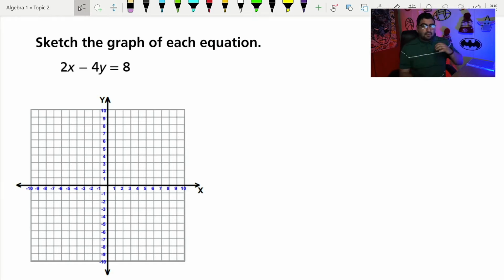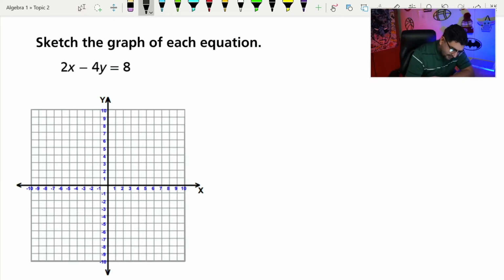We find the x-intercept, we find the y-intercept, we plot those 2 points, and we connect them with a line. So let's first start off with the x-intercept. I'm going to plug in 0 for my y value when I'm solving for my x-intercept.